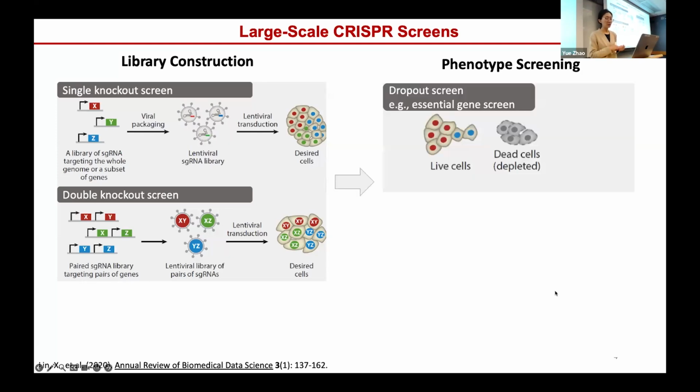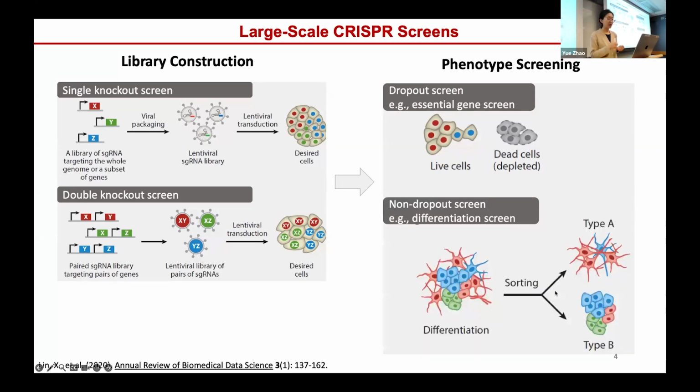Based on different phenotypes, we can have a dropout screen. For example, a growth-based screen here can identify essential genes that influence relevant cell viability. Or we can have a non-dropout screen. For example, here is a differentiation screen, and we use some cell sorting tools to sort cell types based on the marker gene. And we can compare the guide RNAs in type A and type B, two different cell types.